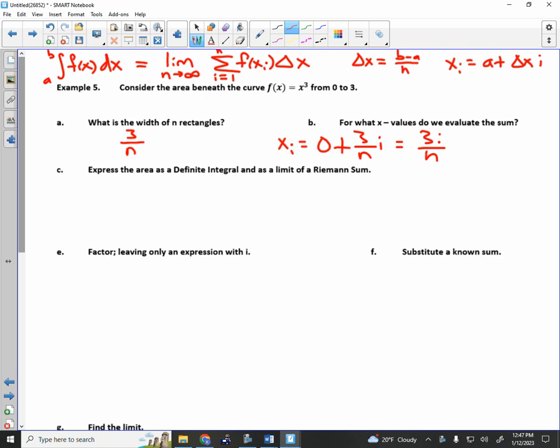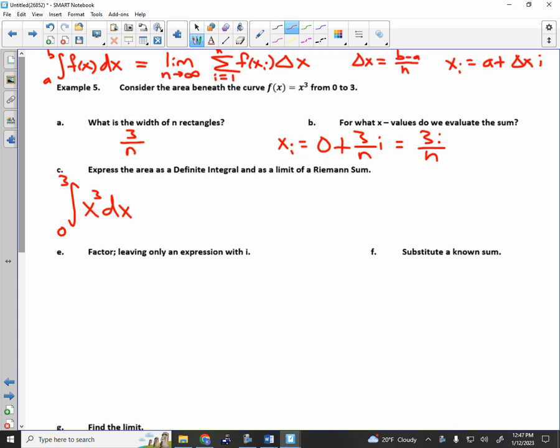Express the definite integral as a limit of a Riemann sum. Integral, what to what? 0 to 3. What next? Which is x to the third dx. This is the calculus representation using the integral. We're going to show you how to do that next week in a different way. It's going to be really cool.